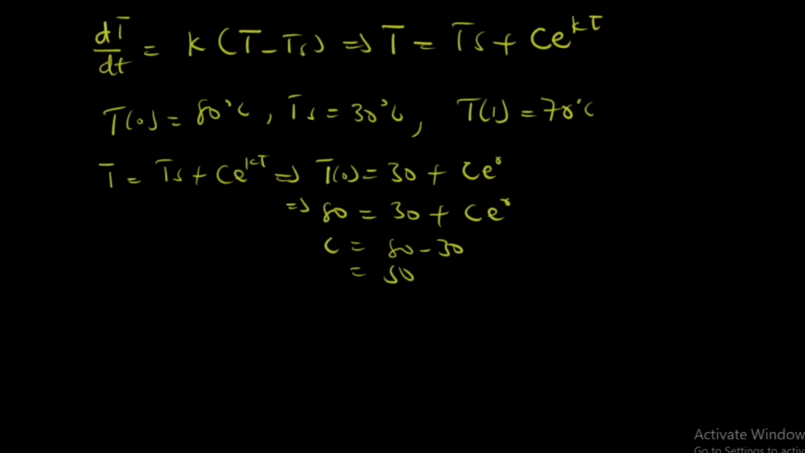When you come into the equation, you get T equals Ts plus 50e^(kt). And we know that the surrounding temperature Ts is 30 degrees. So we have T equals 30 plus 50e^(kt). Now what you're supposed to find is the additional condition constant, which is the K. So we need to use the additional condition to find K.